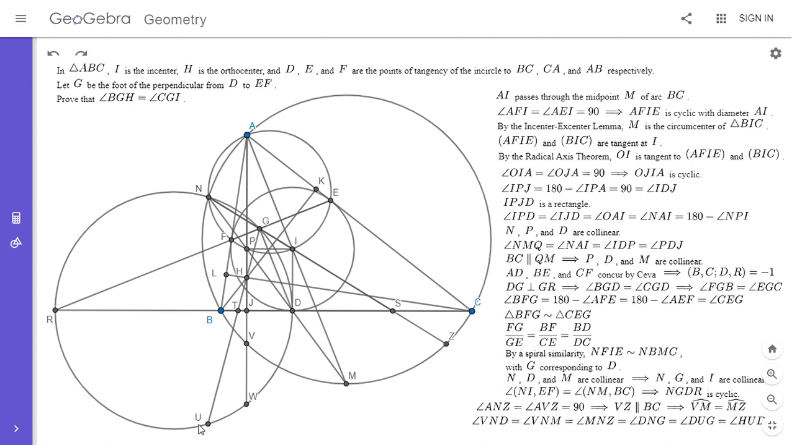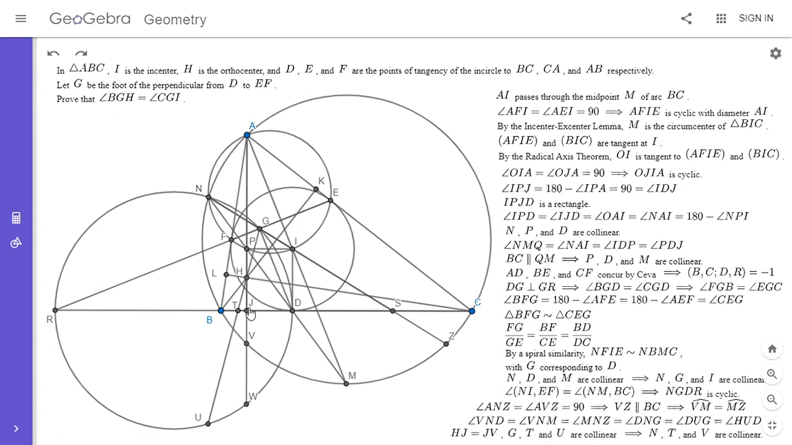Okay. But not only that, we know the reflection of the orthocenter H over the side of a triangle lies on the circumcircle. So HJ is actually equal to JV. And from there, you can actually conclude that N, T, and V are collinear. So I'm going to write this out just to make it more clear.